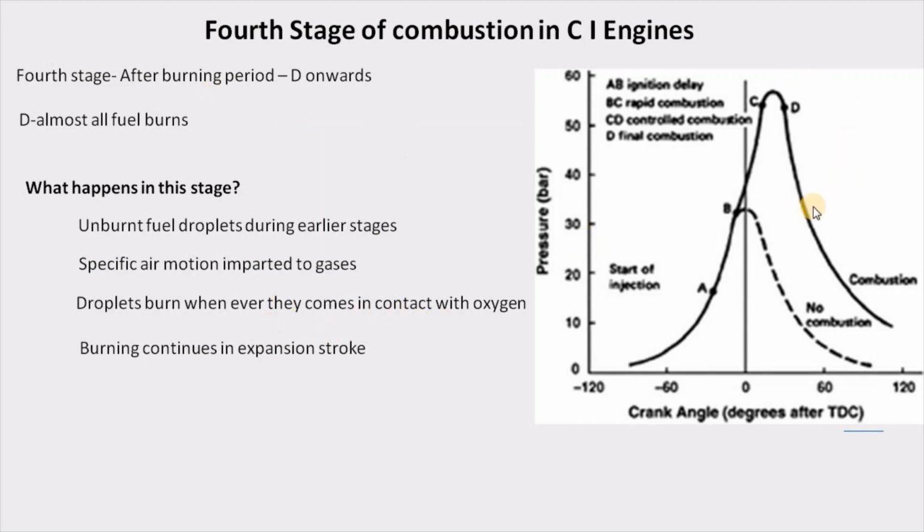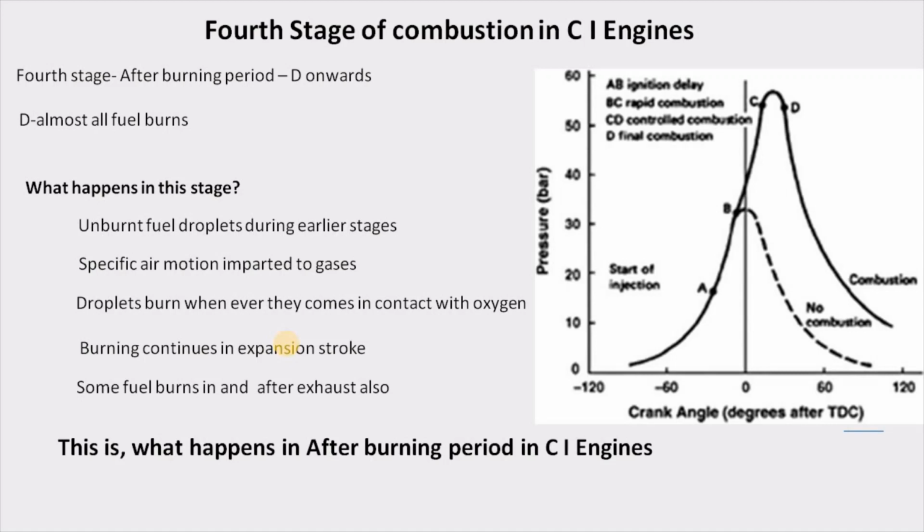It is not always possible that every droplet is going to get sufficient oxygen in the combustion chamber. Many times the afterburning may continue in the expansion stroke. Many times some fuel droplets may not be able to burn even in the expansion stroke, but they will come out of the combustion chamber after the exhaust stroke, and they may burn even in the atmospheric air whenever they come into contact with the oxygen of the air. These are the things generally happening in the fourth stage of combustion, which we call afterburning.